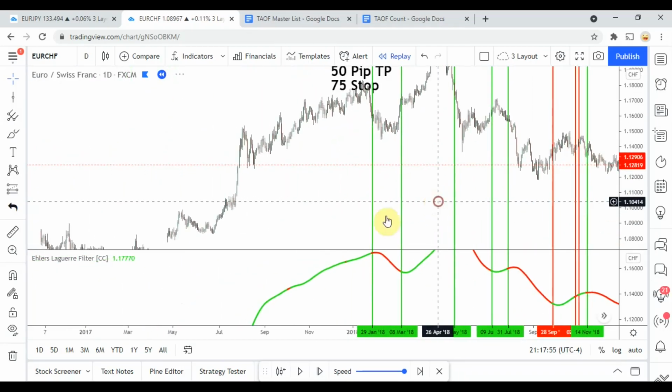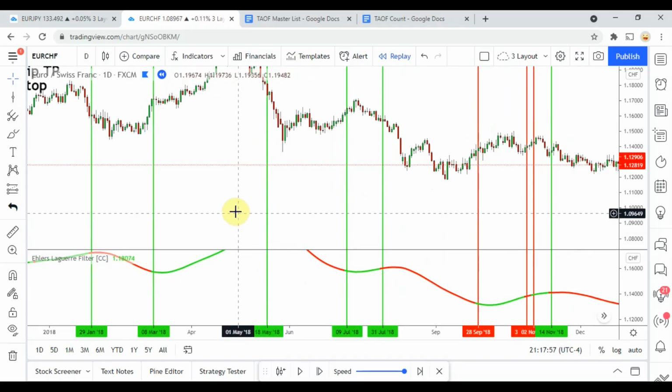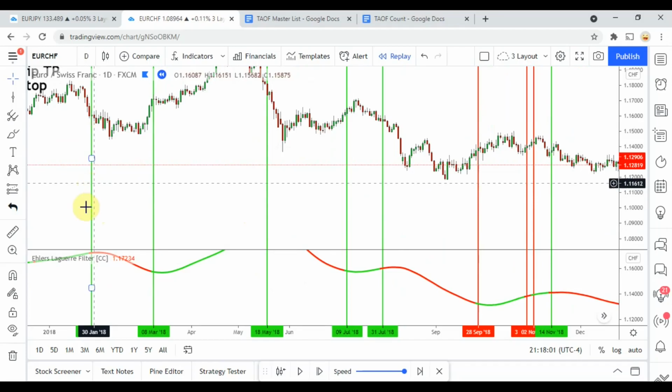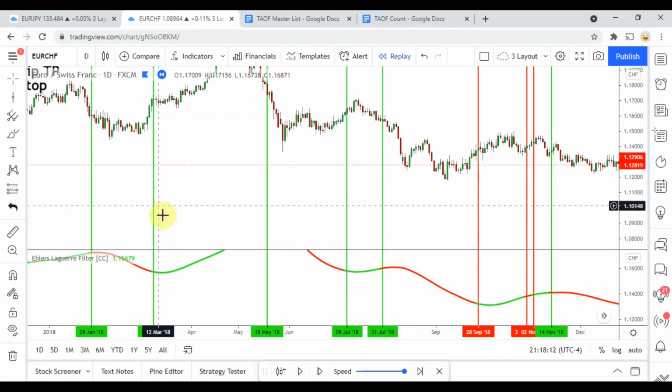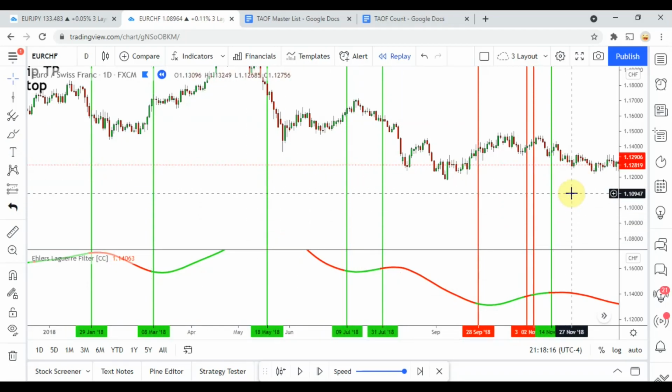Let's see here. Trying to get everything in focus here. Let's count these out and see what we get out of them. So 1, 2, 3, 4, 5, 6, 7, 8, 9. We have 9 trades altogether, and we have 1, 2, 3, 4, 5, and 6. So 6 winning trades, and that is going to meet the 60% criteria. This indicator seemed to do a rather decent job.